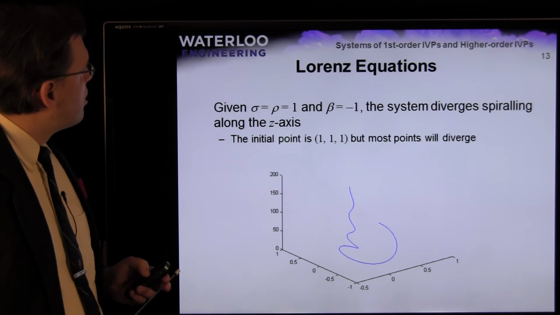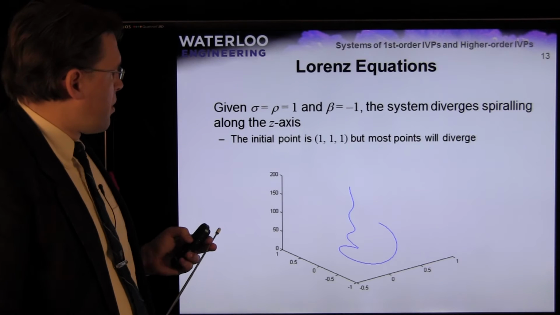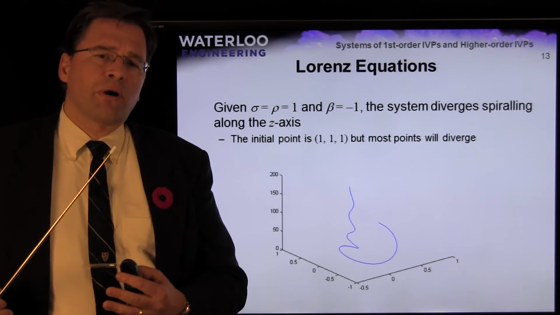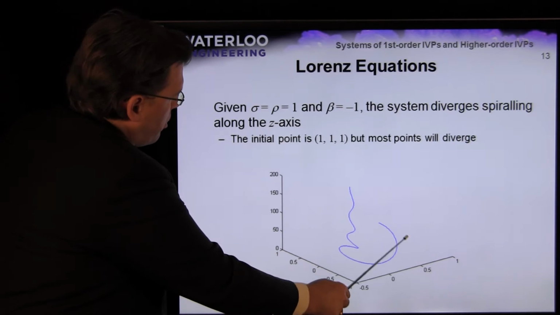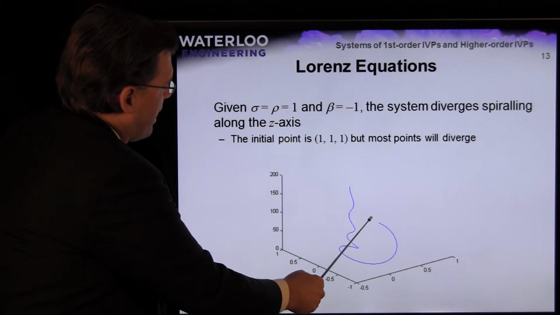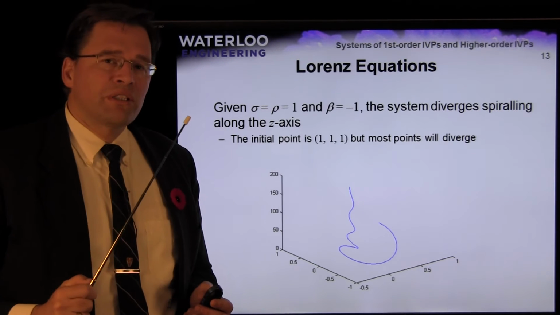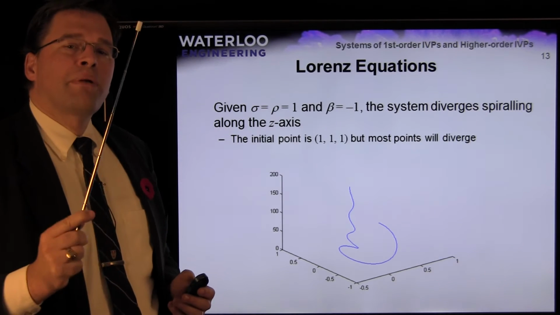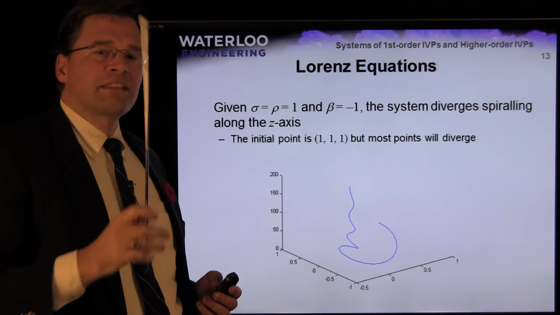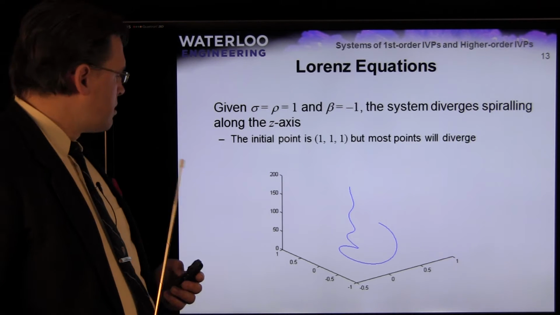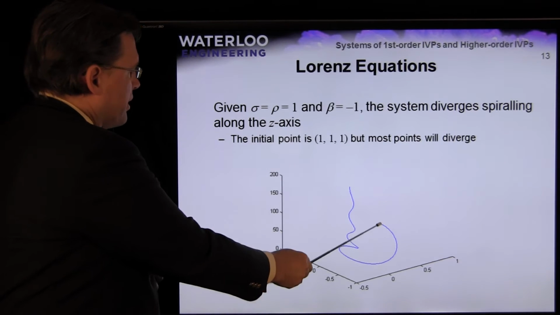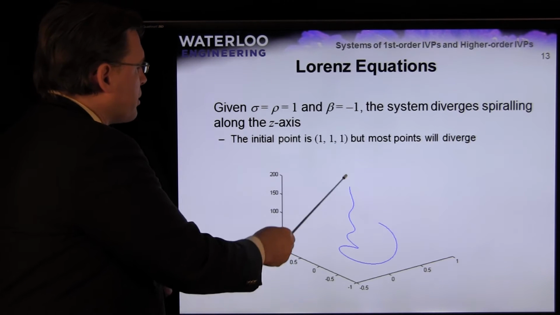If, however, we let beta equal -1, then we get a different response. In that case, x and y go to 0, but z goes to positive infinity. And so you get a spiraling around the z-axis to infinity. Again, it doesn't matter where we start. Here I'm starting at 1, 1, 1, but most points will diverge.